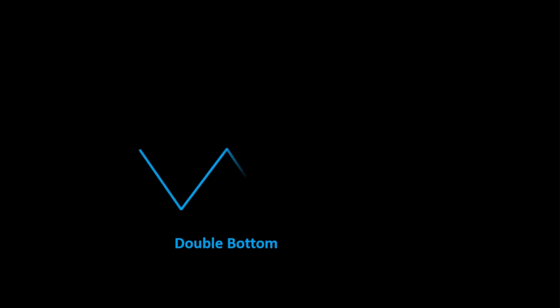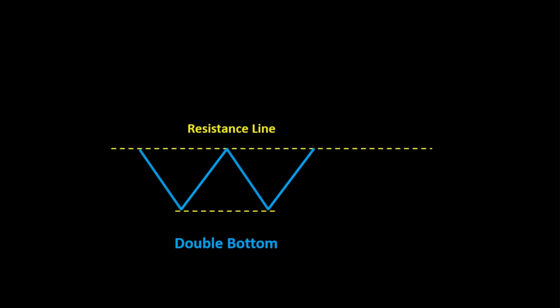Conversely, the double bottom is a chart pattern that consists of two troughs formed at nearly the same price level, with a resistance line positioned above them. The double bottom typically forms at the end of a downtrend and signals a potential bullish reversal.